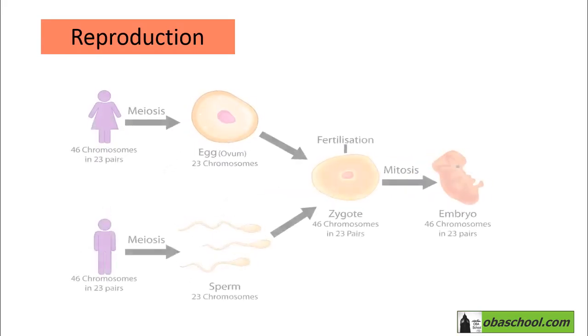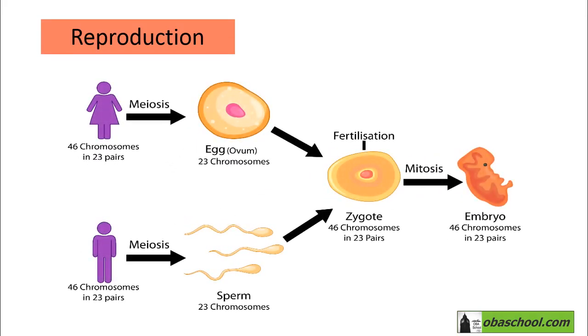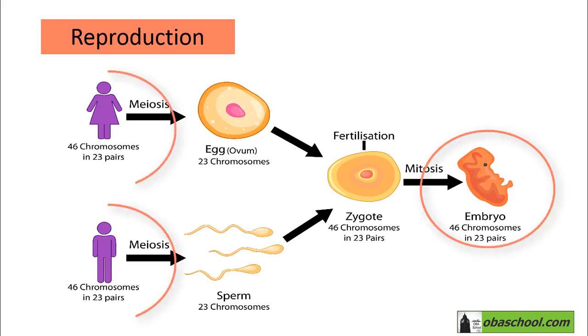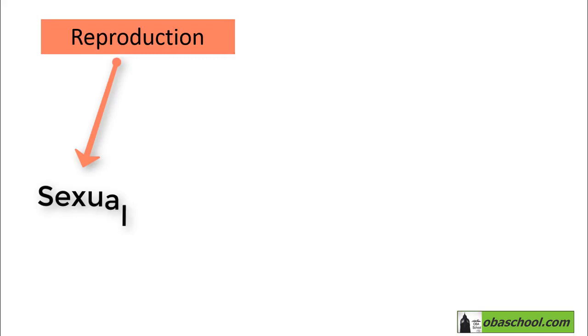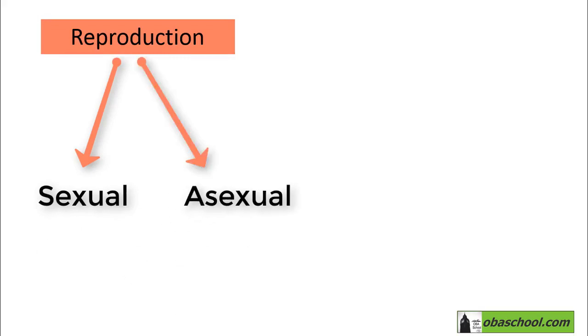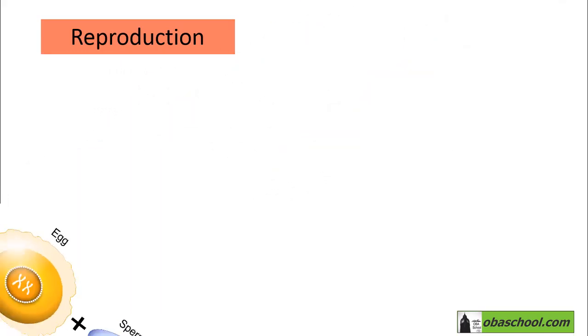Beginning with the general meaning of reproduction. Reproduction is the process by which new individual organisms are produced from parents. Reproduction can be sexual or asexual. In this tutorial, we are going to focus on sexual reproduction. But what happens during sexual reproduction?